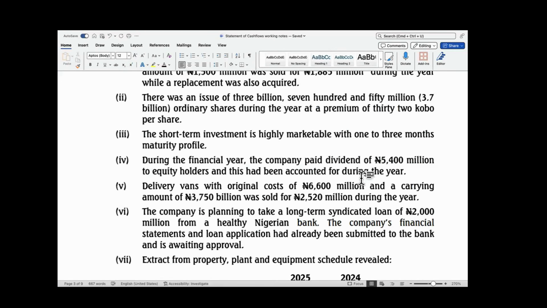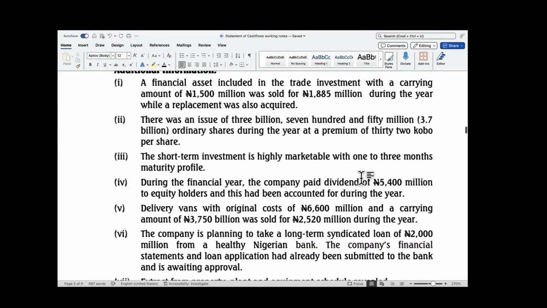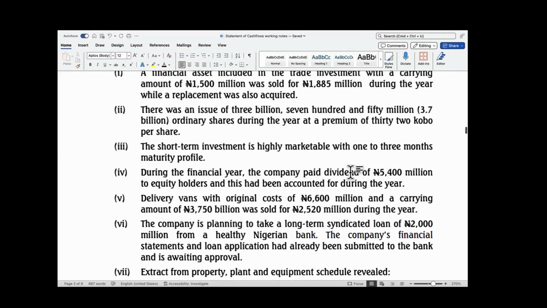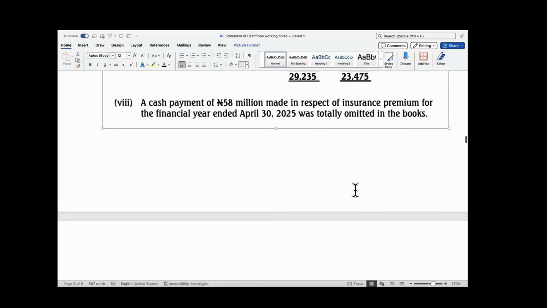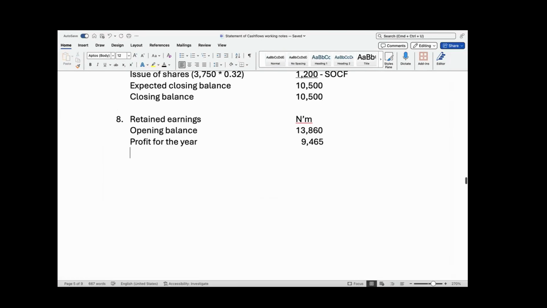Dividend is paid from retained earnings. I hope you know that, not from profit for the year. It's paid from retained earnings. So in note 4, they said there was a dividend paid of 5,400. So dividends paid, because this will go to statement of cash flows under financing, and that's it.